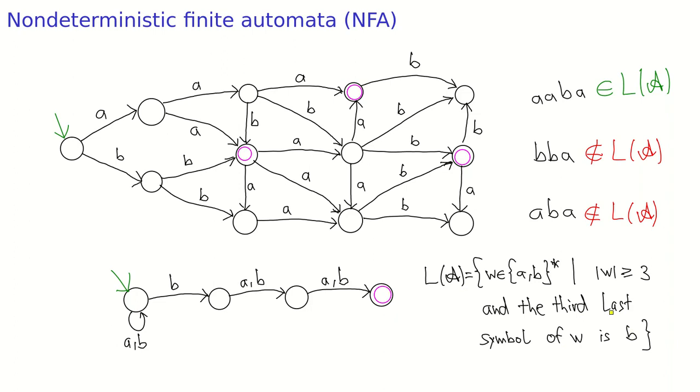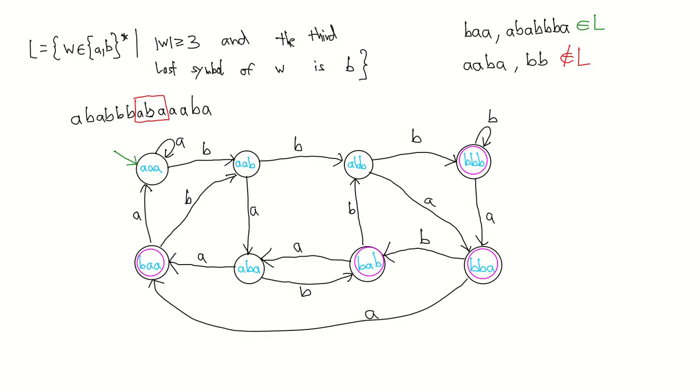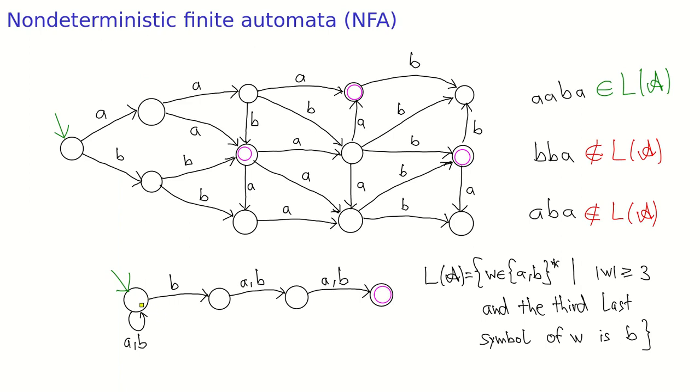Well, I hope this sounds familiar to you. Let's take a look at the last slide here. The words of length at least 3 where the third last symbol of W is a B. We constructed a DFA for this language last time. And actually this DFA was quite complicated. It had 8 states, 4 of them are accepting, and if there wouldn't be those names in the states, it would be quite complicated to realize what is the idea behind this machine. And now let's look at the NFA. It looks so simple and it recognizes the same language.